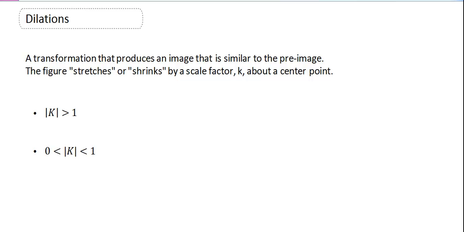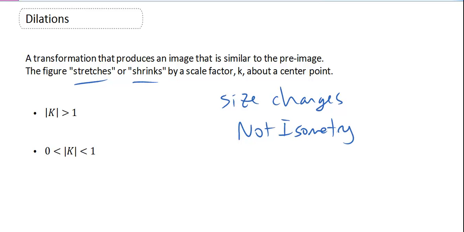Hello guys, today we're going to talk about dilations, which is the one transformation we have not spoken about. It is not an isometry, by the way. A dilation is a transformation that makes an image similar to its pre-image, meaning that it either stretches or shrinks the figure by a scale factor k about some point. Since the size changes, it is not an isometry. But notice the image is similar, so its size changes but its shape does not.